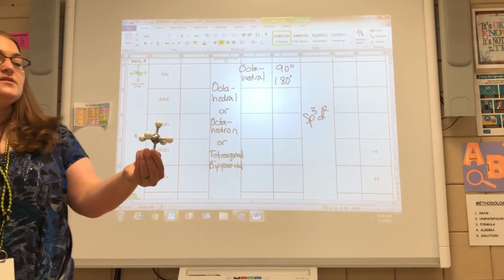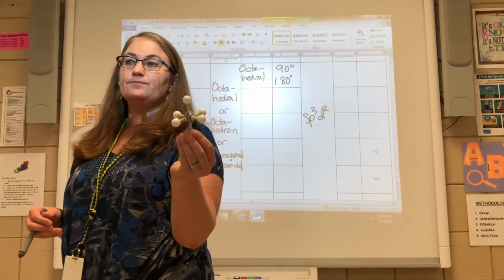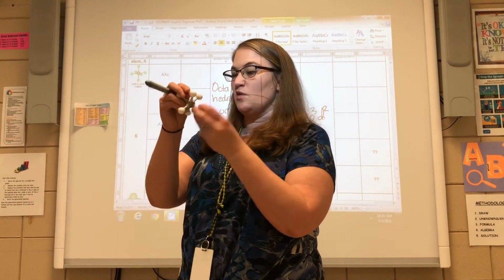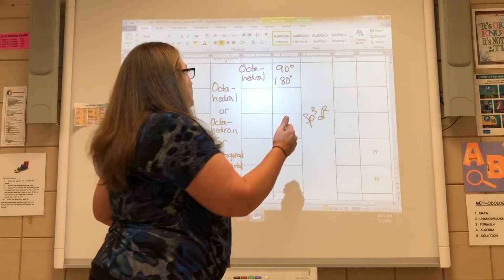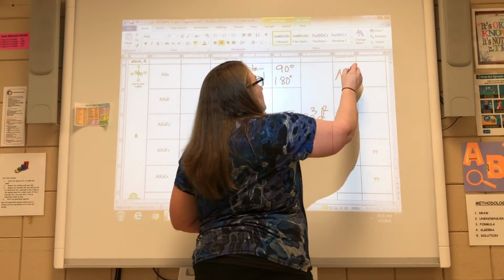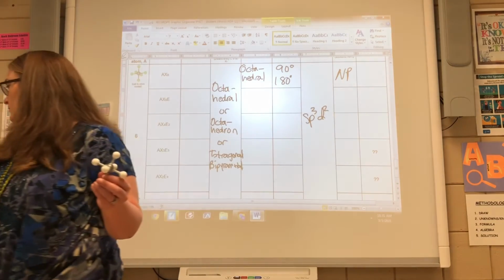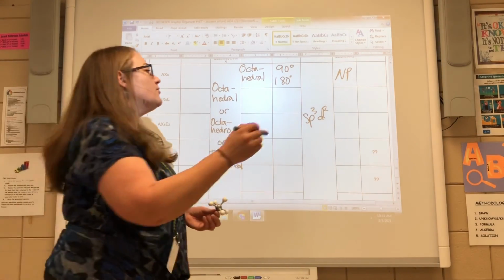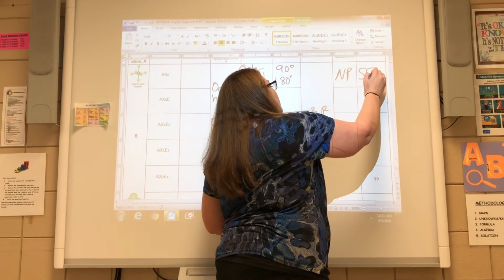Now, would you say that this is polar or non-polar? Non-polar, because it's equal all the way around. It's equal. So that's going to be non-polar. An example would be SF6.